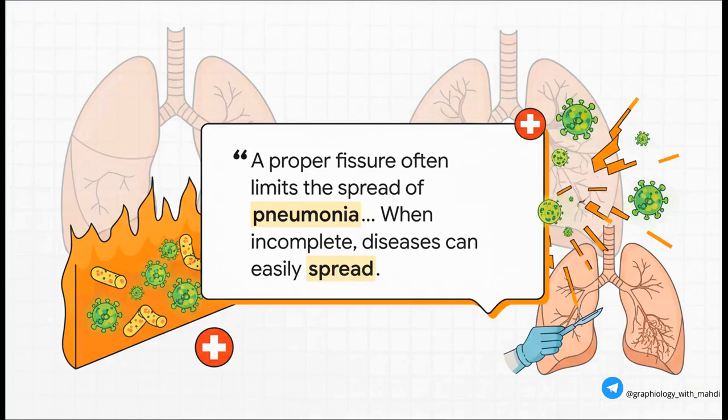And it goes beyond just treatments. You can think of complete fissures as biological firewalls. They can contain an infection, like pneumonia, keeping it locked inside a single lobe. But as this quote from a recent study points out, when that wall is incomplete or not there at all, things like pneumonia and even cancer can spread way more easily. It also makes life really difficult for surgeons who are trying to remove just one lobe, because those hidden connections can cause all sorts of problems after surgery.